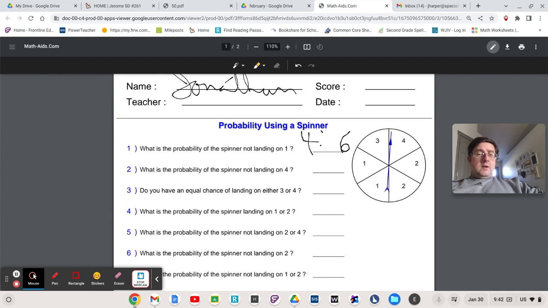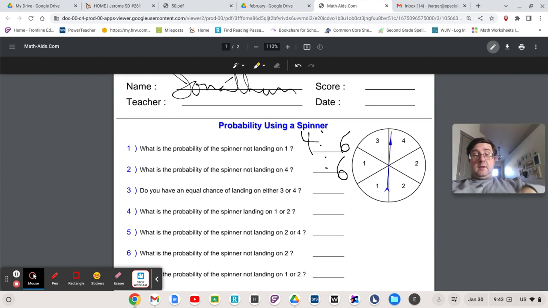Okay, so number 2. What is the probability of the spinner not landing on 4? Well, we know it's still going to be out of 6. Now we go not landing on a 4. How many 4s are there? There's 1. Looks like there's only one 4. So there would be a 1 out of 6 chance of it landing on a 4.